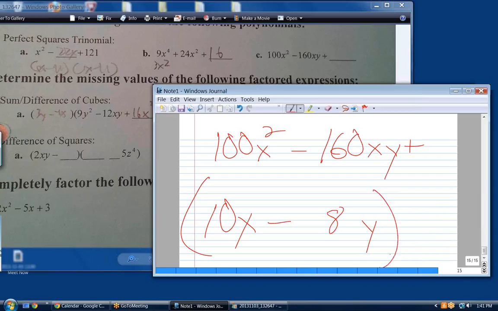This is our term. Why is this our term? Because when I square this, after all, we are doing perfect square trinomials. So if this is the perfect square, what would I end up with? I would end up with 10x squared minus 2ab. Well, a is 10x, and b has to therefore be 8y in order to get 160xy as the middle term.